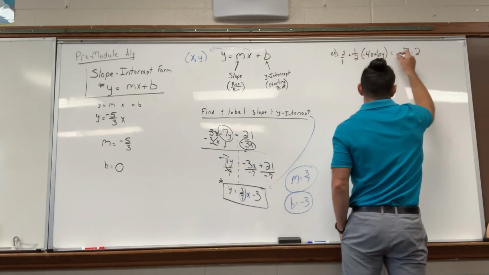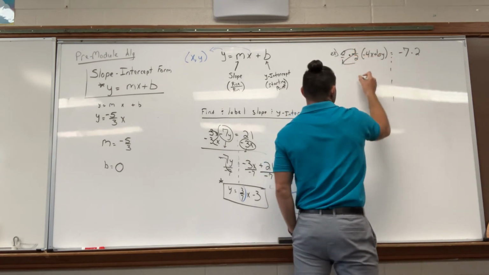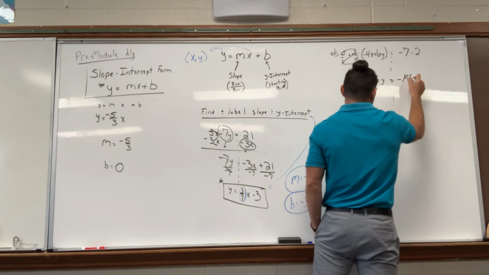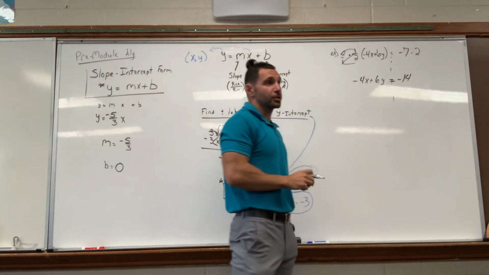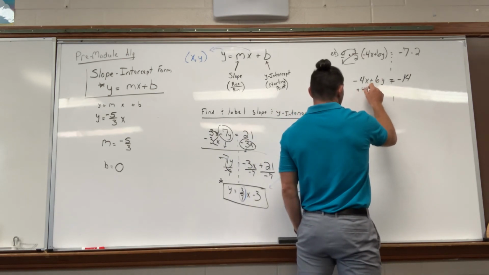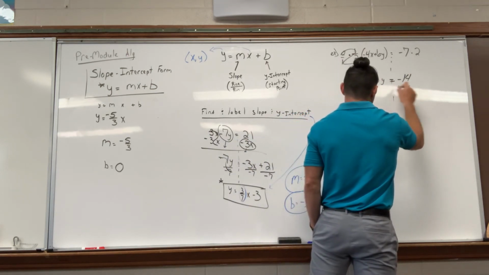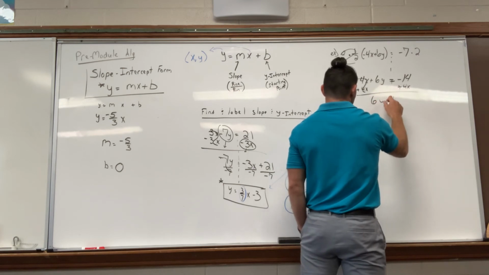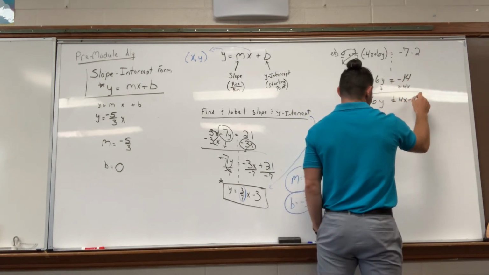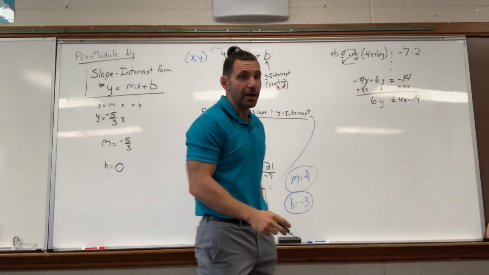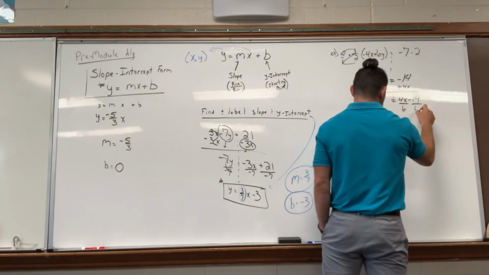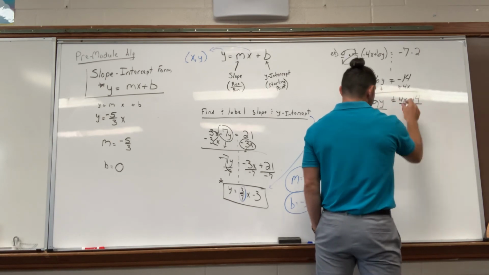I'm going to do that to both sides. That leaves me with 1, so now -4x plus 6y equals -14. Is it wrong to distribute? Absolutely not. Solving for y, add 4x to both sides. That leaves me 6y equals, because that comes straight down, 4x minus 14. Well, we still don't have y by itself. Divide by 6.